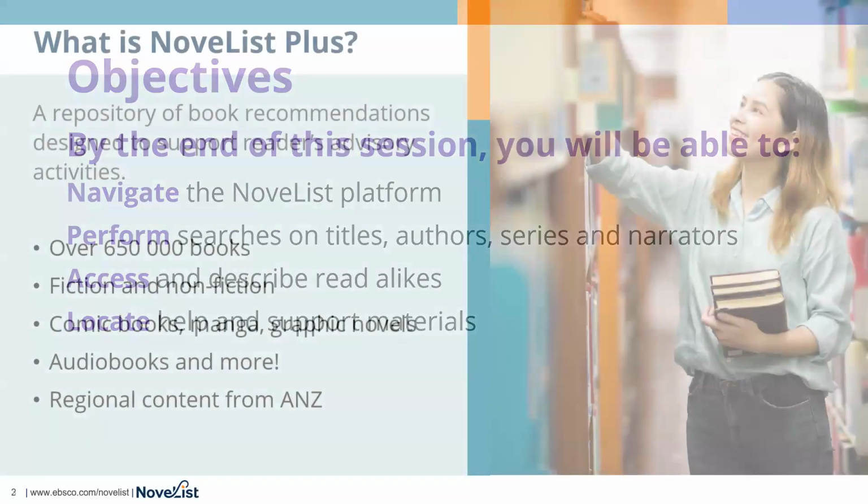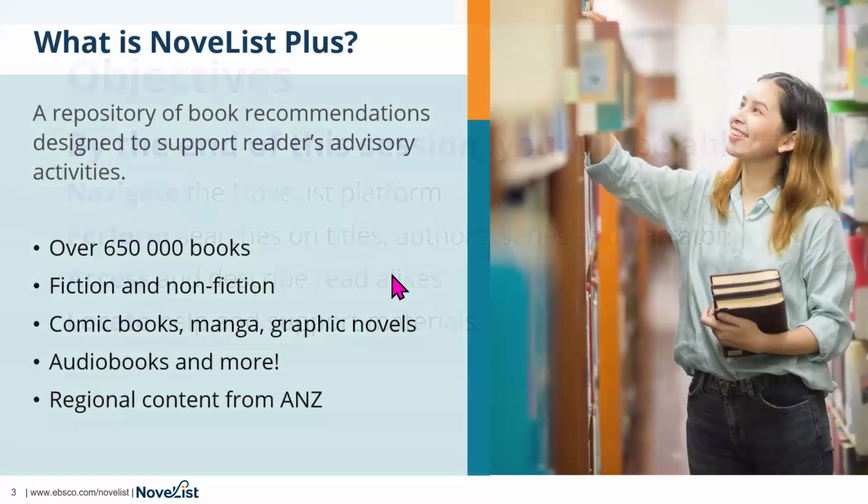So, what is NoveList Plus? It is a repository of book recommendations that have been designed to help support readers' advisory activities. It contains over 500,000 book records, including fiction as well as nonfiction, comic books, manga, graphic novels, audiobooks, and more. It also includes international or regional content from regions like Australia and New Zealand.